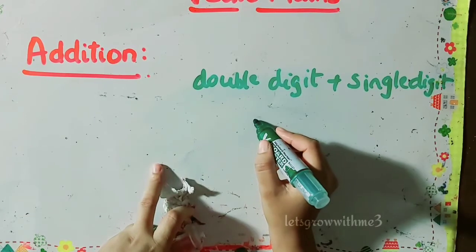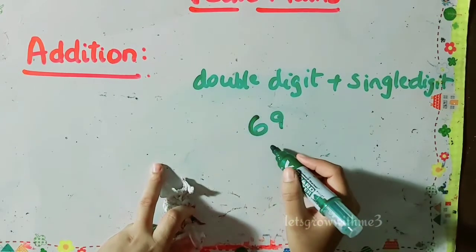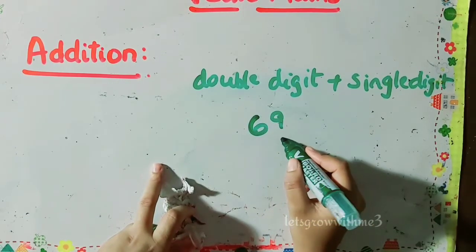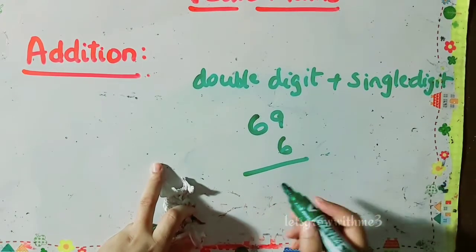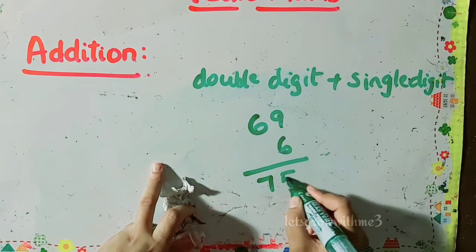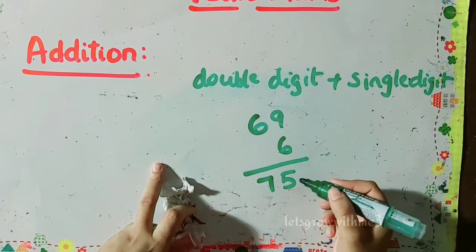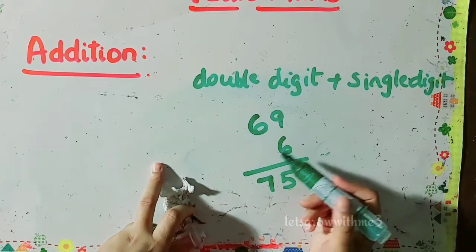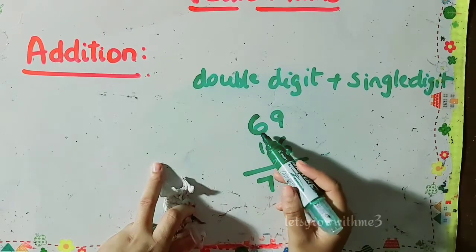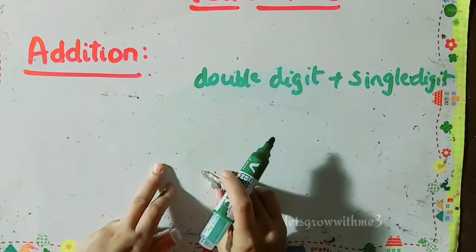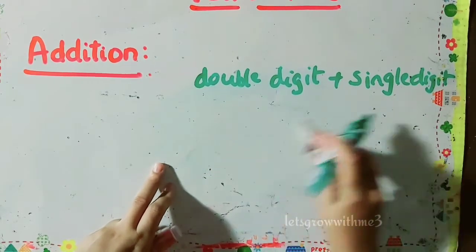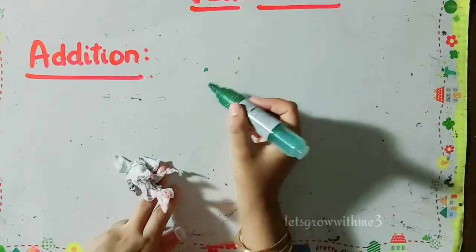Okay, next one, we'll see one more example. 69 plus 6. Here again it's a carry combination. Then 75. So that's it, very simple. Just we need to add 1 in tens place if we have carry combination in ones place.